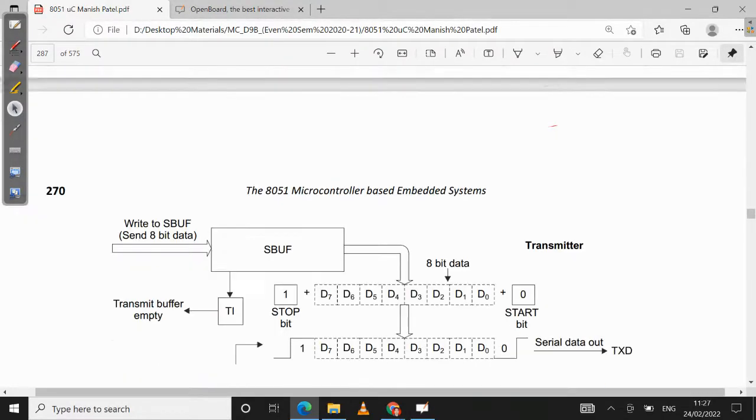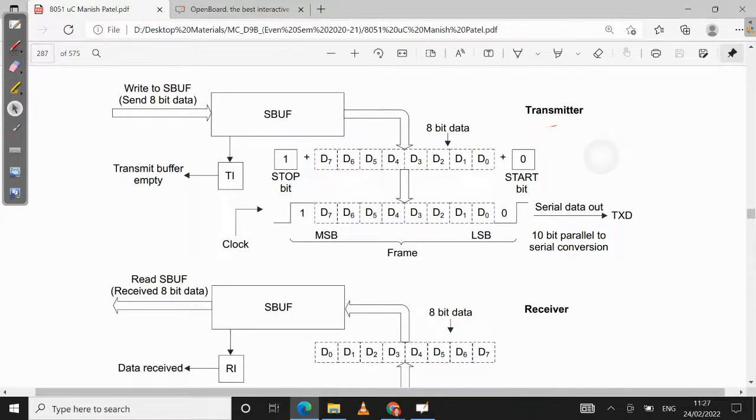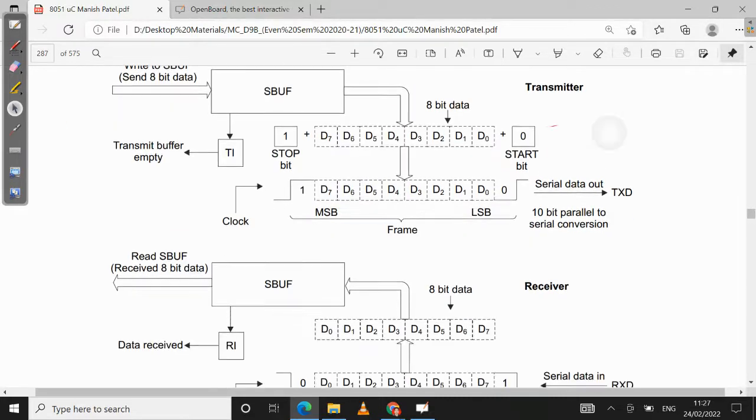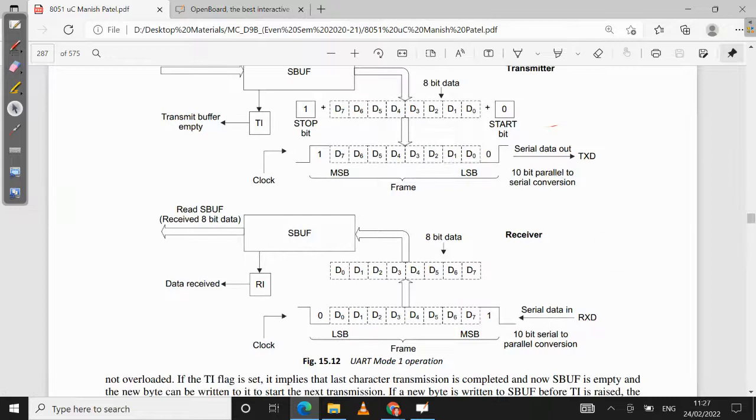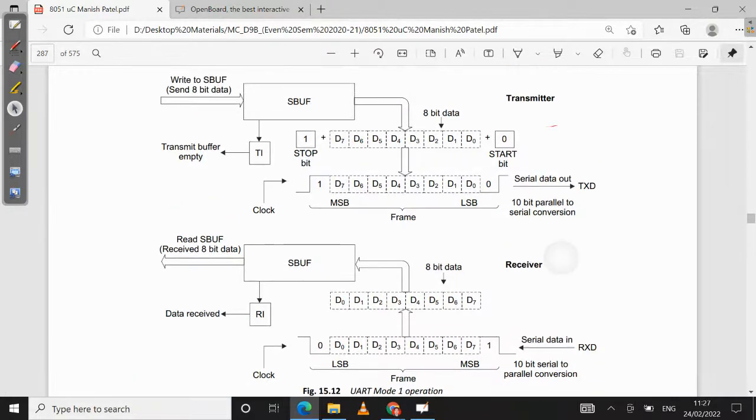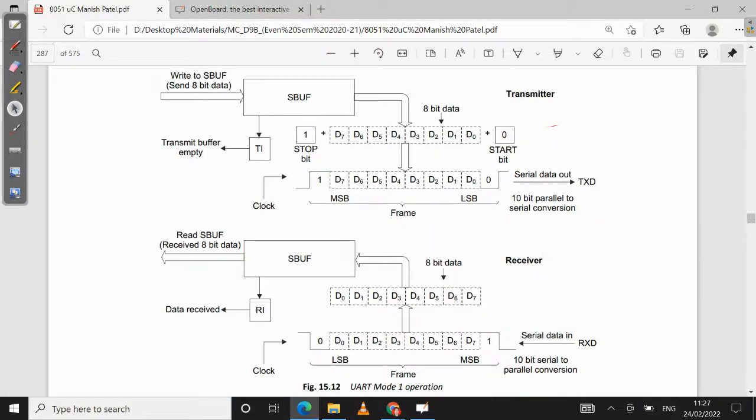For transmission, this is the figure. And for reception, this is the figure. I will show you both at a time.